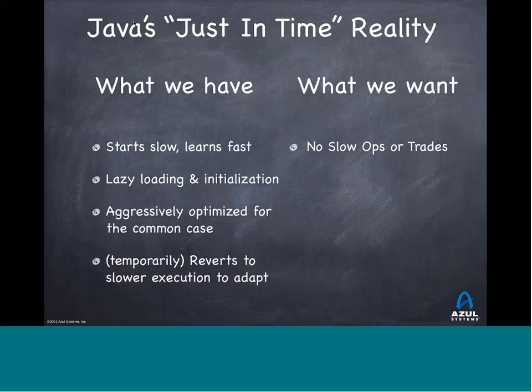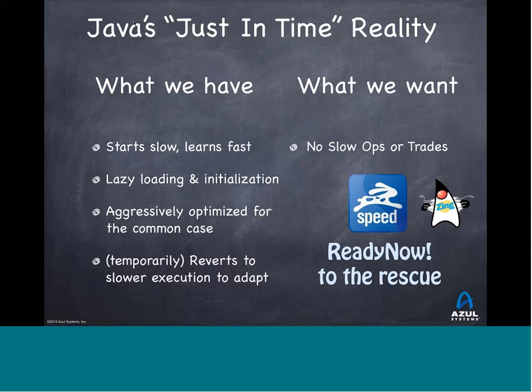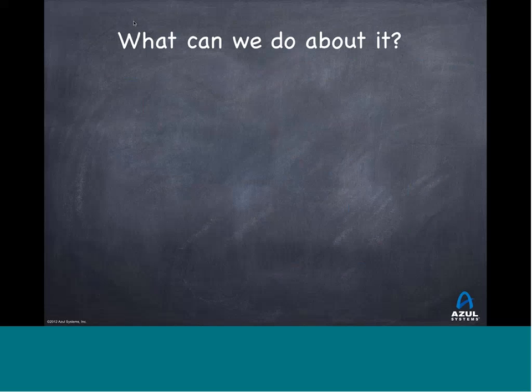This is where Zing and ReadyNow come in, and really ReadyNow is aimed specifically at this problem, specifically at the issue of both slowdown at the beginning of the market and the weakness and danger of having to warm up systems with potentially risky consequences. So what can we do about it?